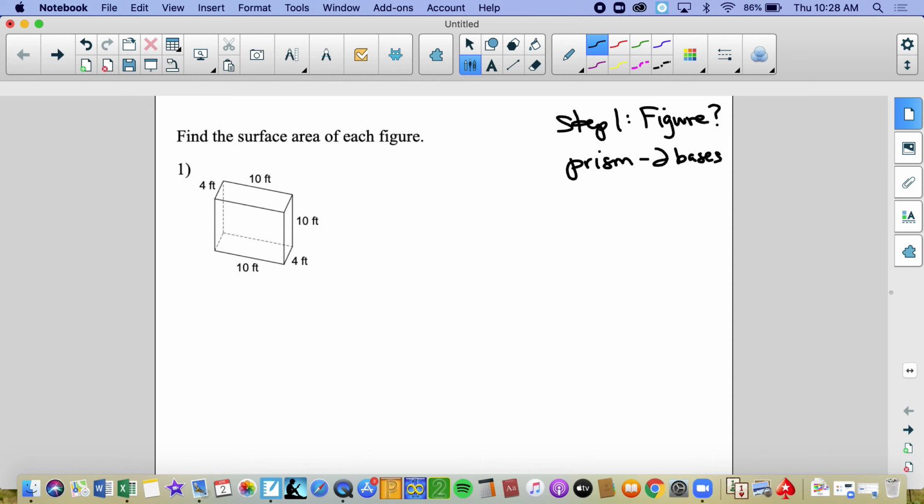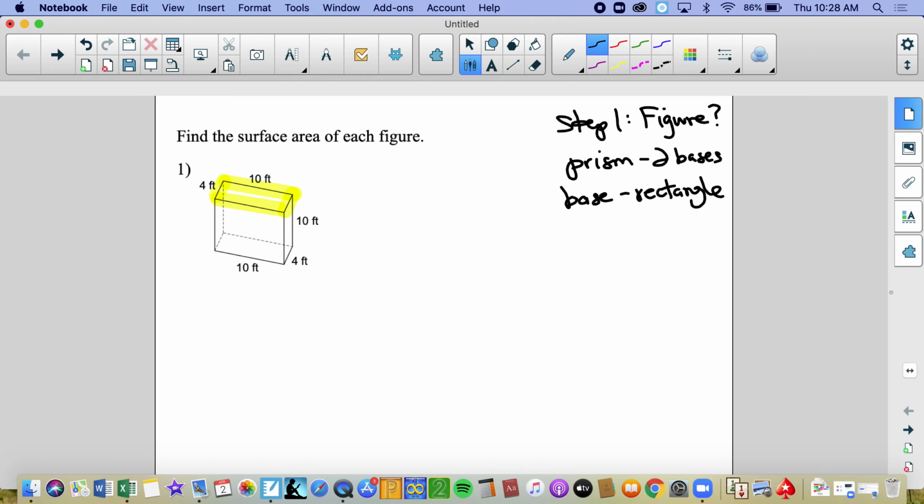And then what type of prism? So we have to decide where are those two bases. So I'm seeing that the bases are the top and the bottom. And that shape is a rectangle. So the base is a rectangle.